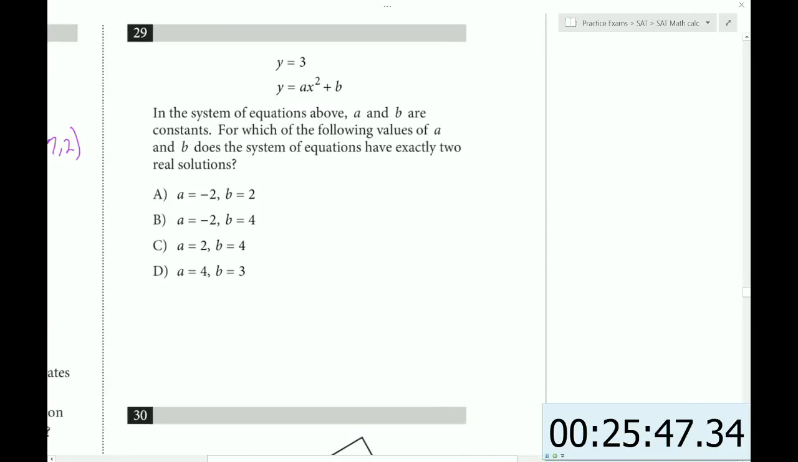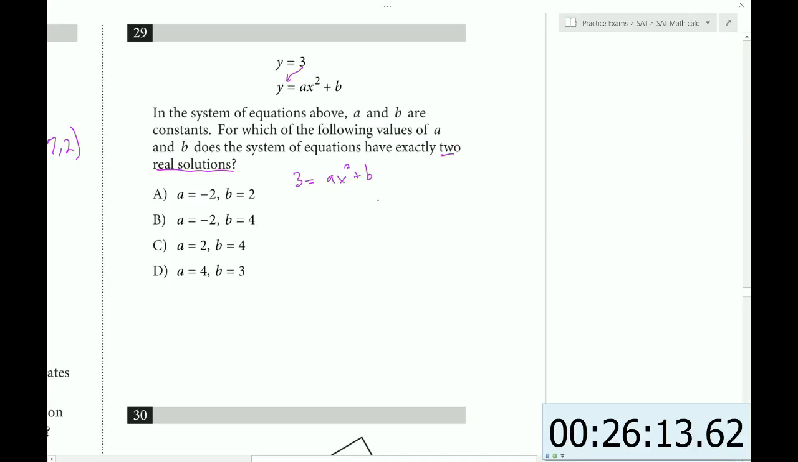In the system of equations above, A and B are constants. For which of the following values of A and B does the system have exactly 2 real solutions? Okay. Let's see here. So we can plug in 3 for y. So 3 equals ax squared plus b. And from here, there are several ways that we could solve this.